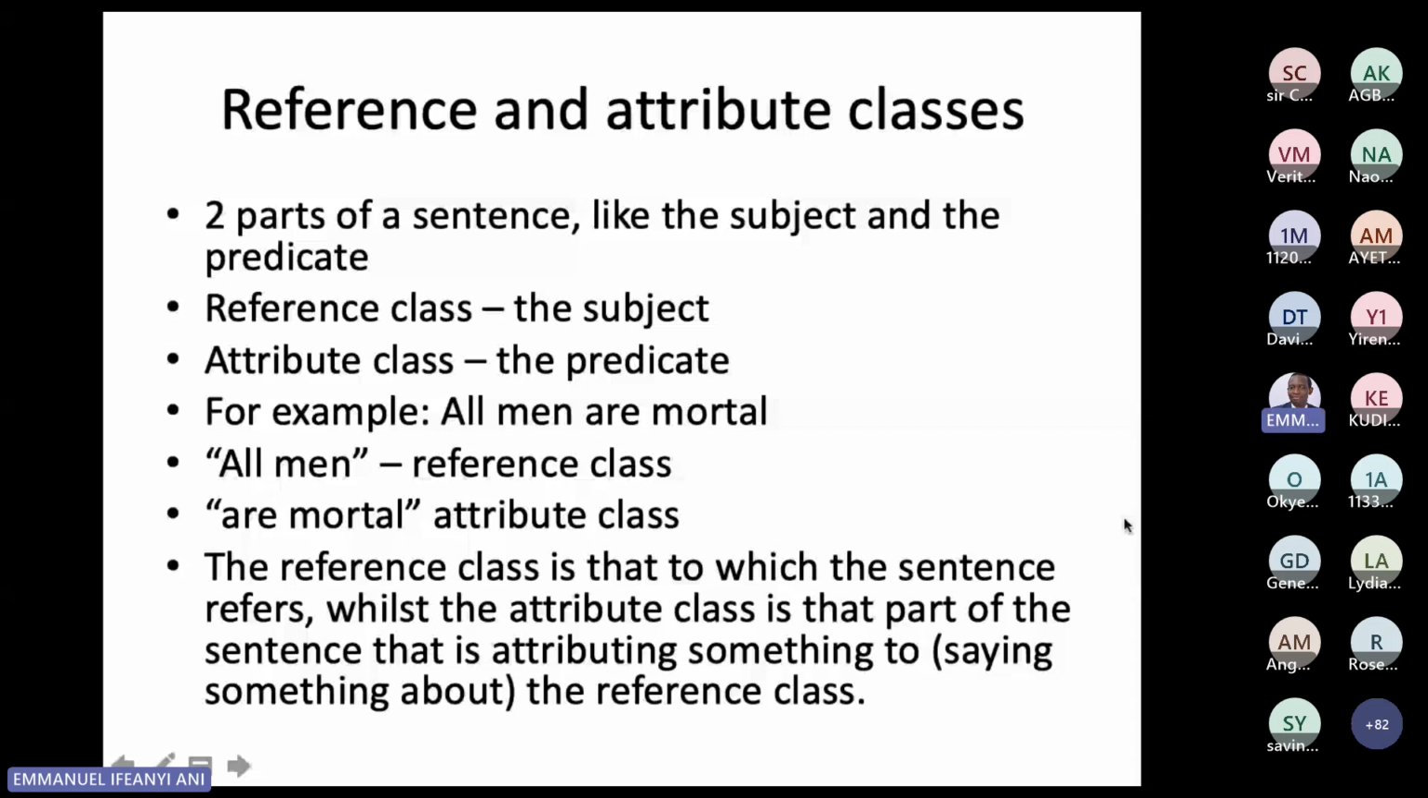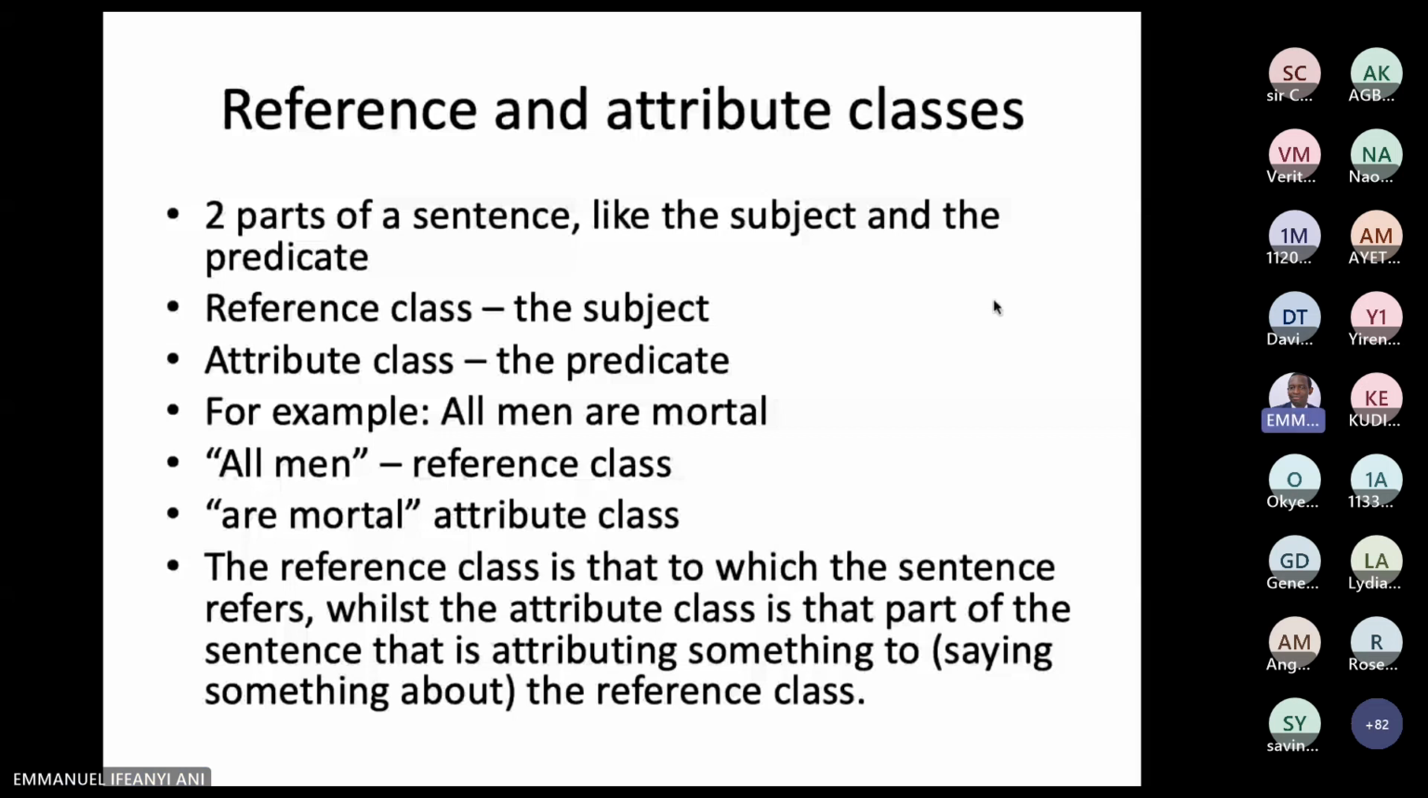Now, in English grammar, you already know the subject and the predicate, but we don't call them the subject and the predicate in logic. When we were doing definitions, we called the subject the definiendum and the predicate the definients. Now we're doing arguments. The subject is called the reference class. The predicate is called the attribute class. There are technical reasons why we are using those terms, reference and attribute classes.